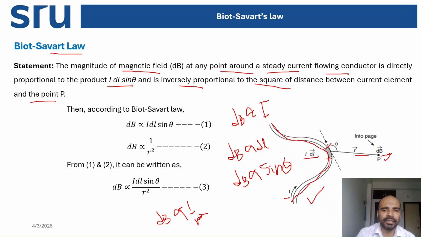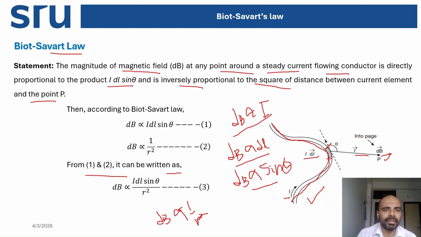So dB is proportional to I, the current flowing through the conductor or wire. dB is proportional to dl, the length of the current element, and dB is proportional to sine theta, where theta is the angle between the current element and the radial vector r to the point P, right? Also dB is proportional to 1 by r square, that is the distance between the current element and the point P. So taking all together, dB is proportional to I dl sine theta by r square, right? Hope it is clear now.